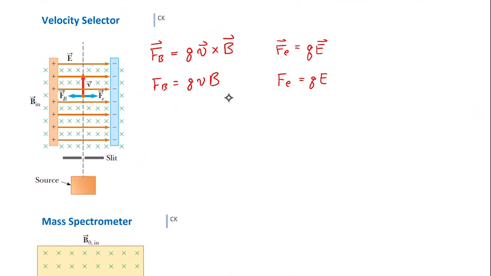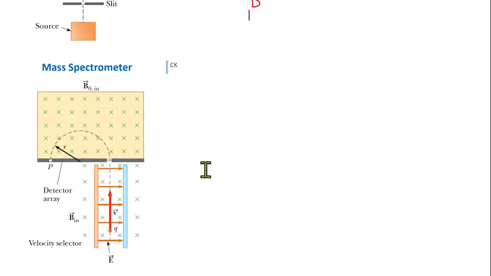Now we equate the two. So we have qvB is equal to qE. And as you can see, the q's cancel out. So your velocity is E over B. So only the particles with this certain velocity will make it through. Anything faster or slower will crash to the side. And that's what you put into a mass spectrometer like that.